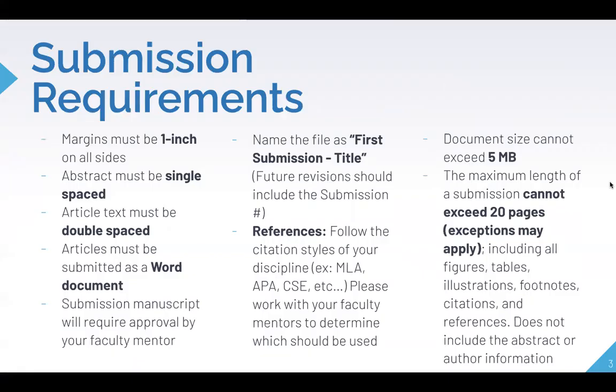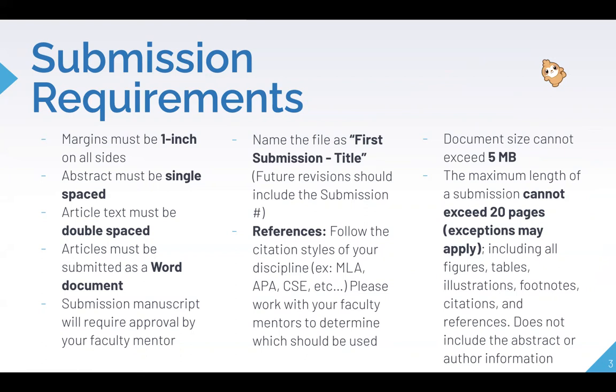So starting off with some basic submission requirements for your actual articles. The margins must be 1 inch on all sides. The abstract must be single spaced. Text has to be double spaced. And it must be submitted as a Word document. So no Google Docs, anything like that.